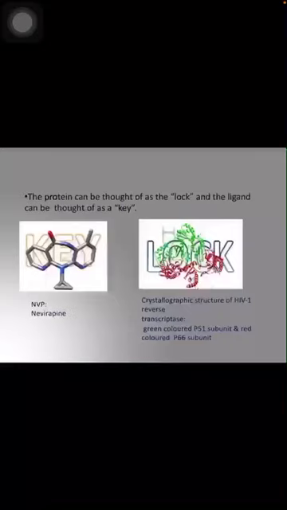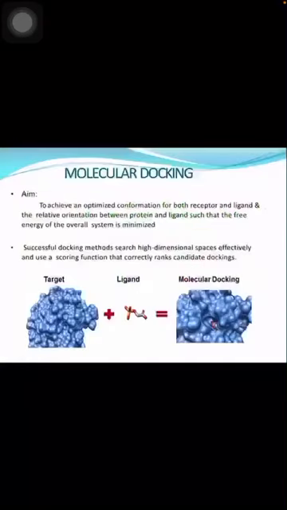Here a key example of the lock and key and the joining of the ligand with the protein molecule is the binding of NVP to the crystallographic structure of HIV reverse transcriptase. The green colored complex is the P51 subunit of the HIV, and the red colored complex is the P66 subunit of the HIV, and these two act as the ligand and protein by forming the key and lock mechanism.